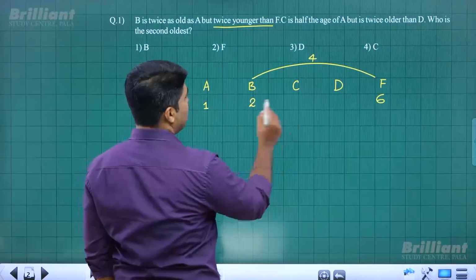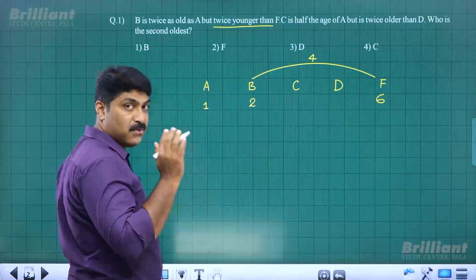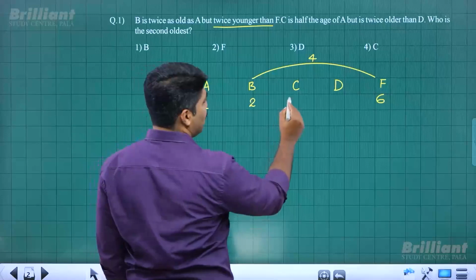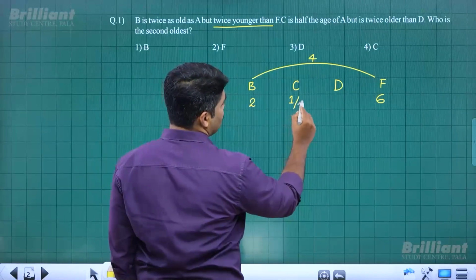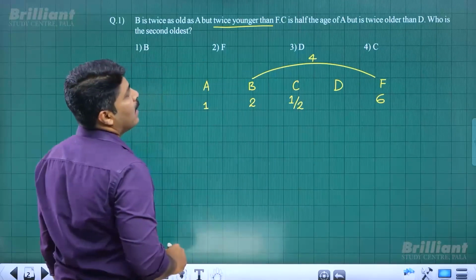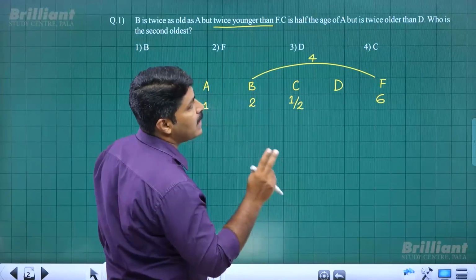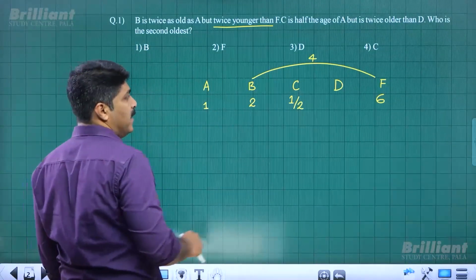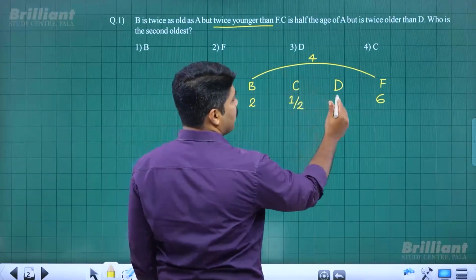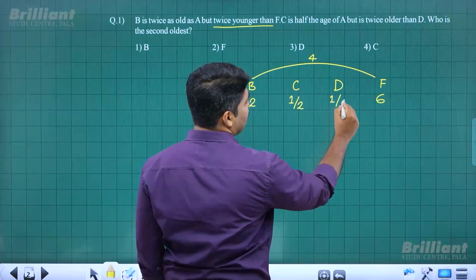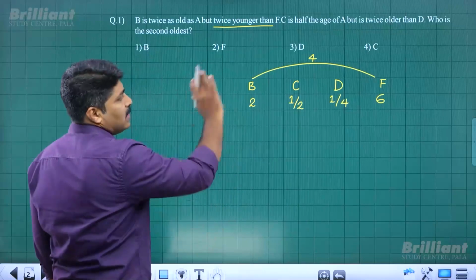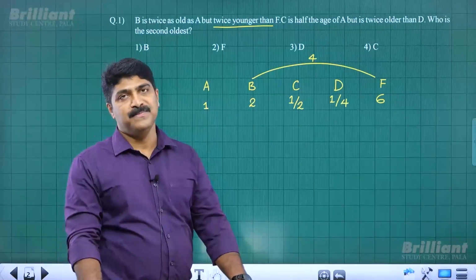And the second statement: C is half the age of A. As we assumed the age of A as 1, the age of C is 1 by 2. C is half the age of A, but is twice older than D. That means the age of C is twice that of D. Therefore, D's age is half that of C. So this is the assumed set of values.